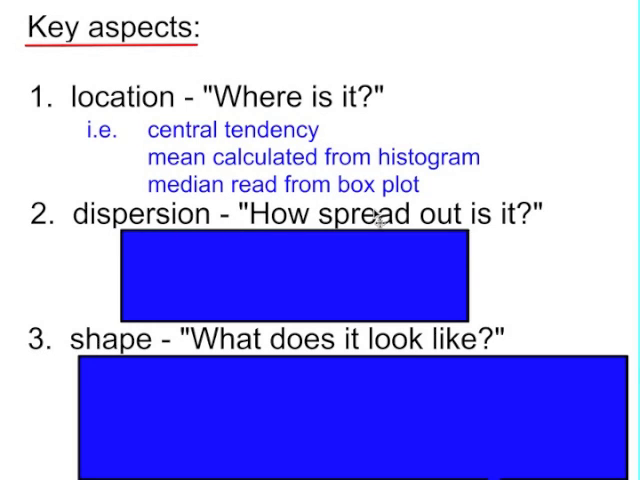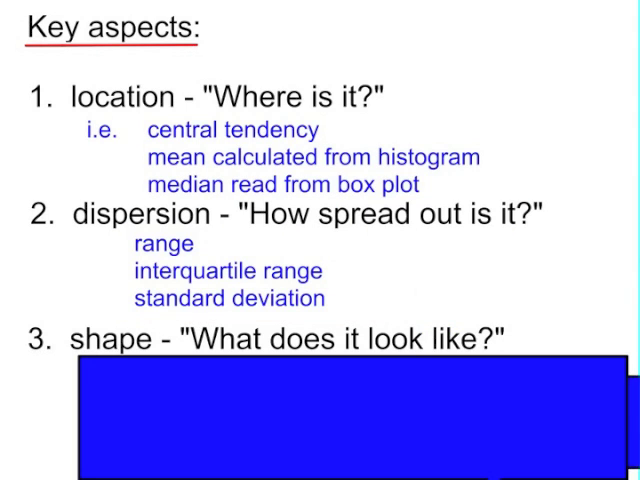Secondly, dispersion. How spread out is the data? Both the histogram and the box plot enable you to calculate the range. The box plot makes the interquartile range really easy to work out, and it can also be calculated with a bit more effort from the histogram. The standard deviation cannot be obtained from a box plot, but with a bit of work it can be calculated from a histogram.